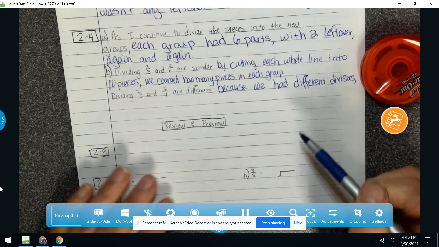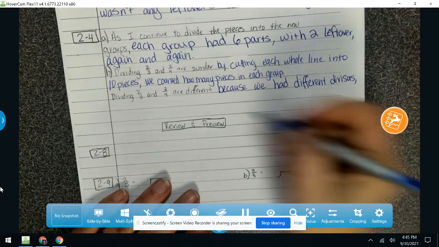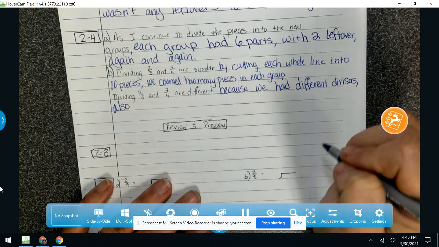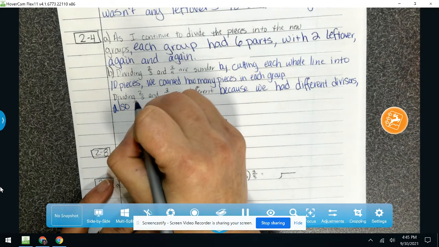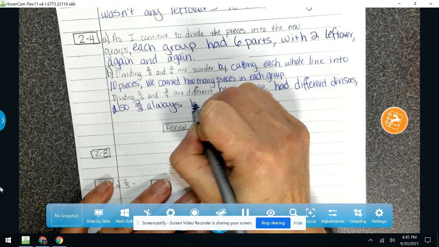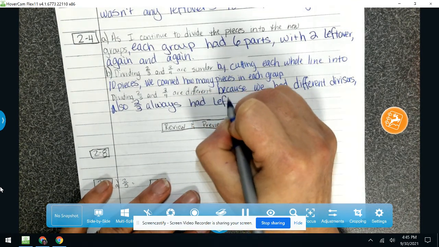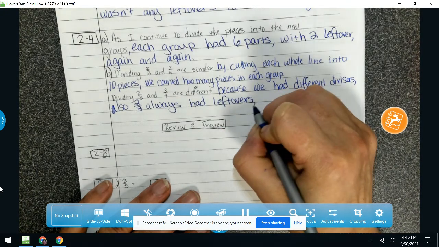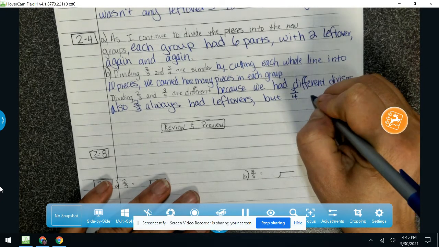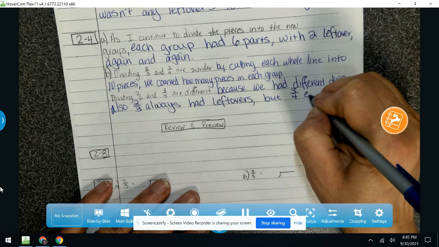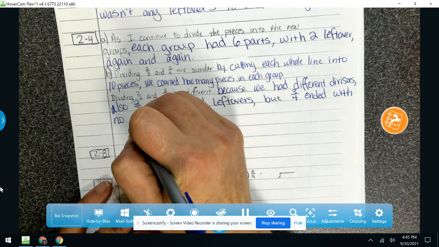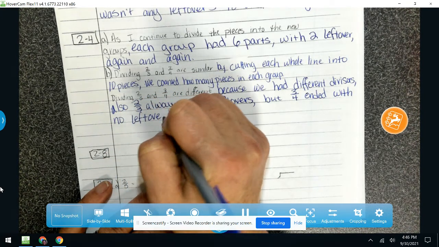So another way that they were different, which is really, really important, is also that 2/3 always had leftovers, but 3/4 ended with no leftovers. We ended with a 0 at the end.